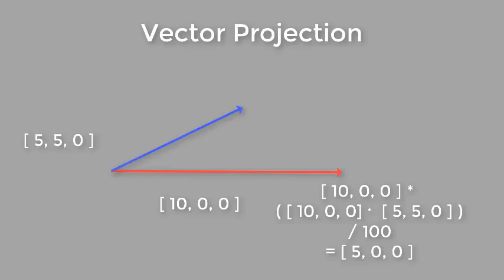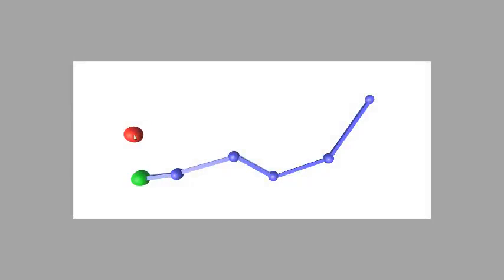These properties of vectors let us do fun things in video games. For example, with this formula, we can project one vector onto another. This can be useful for snapping something along a line.